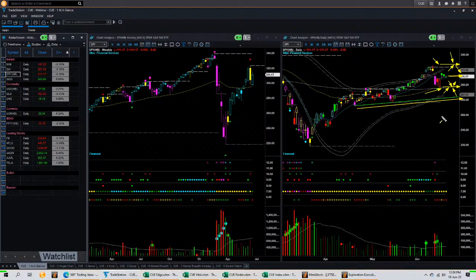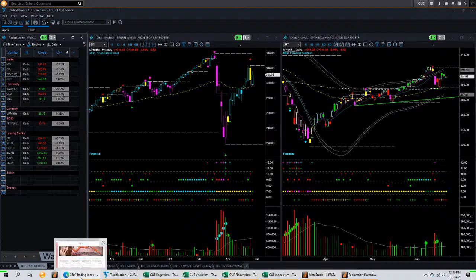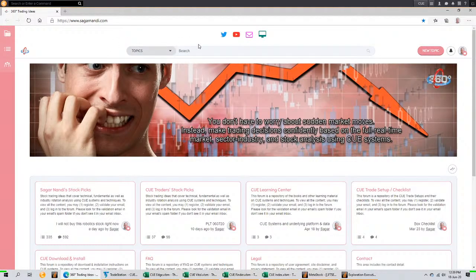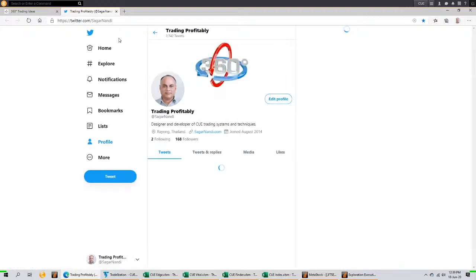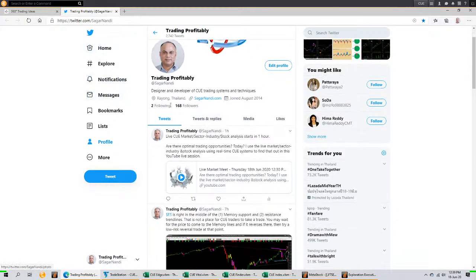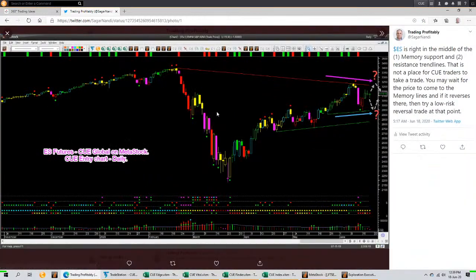Also, what you see in S&P 500 ETF SPY, you can see that in the S&P 500 futures also. I shared a tweet, I think after yesterday's market close. Let's go to my Twitter page. That is twitter.com Sagar. This is a picture that I shared. This is S&P 500 futures, E-mini futures, ES, the continuous contract.